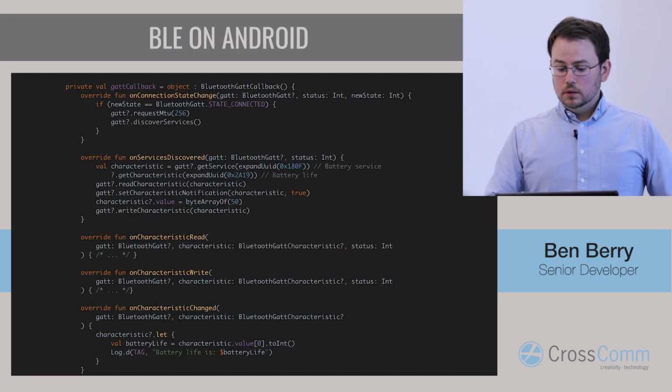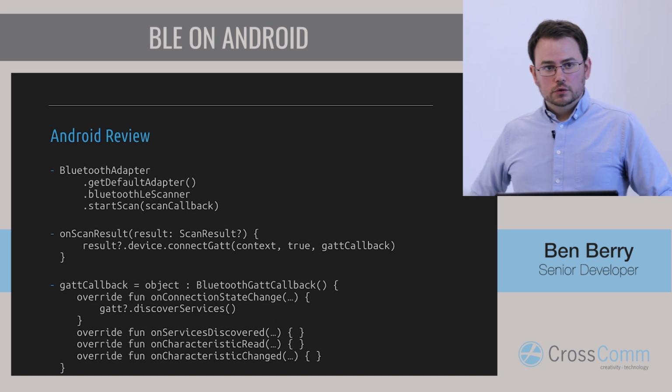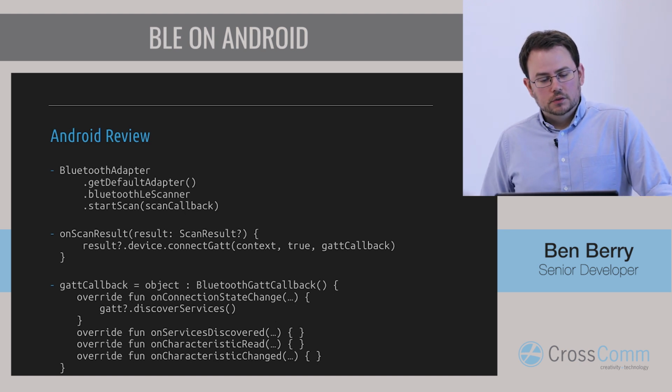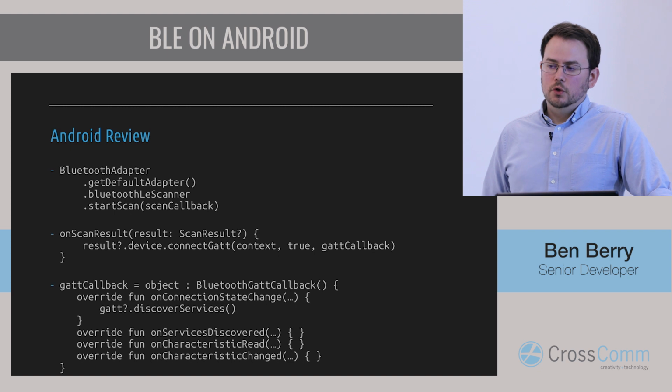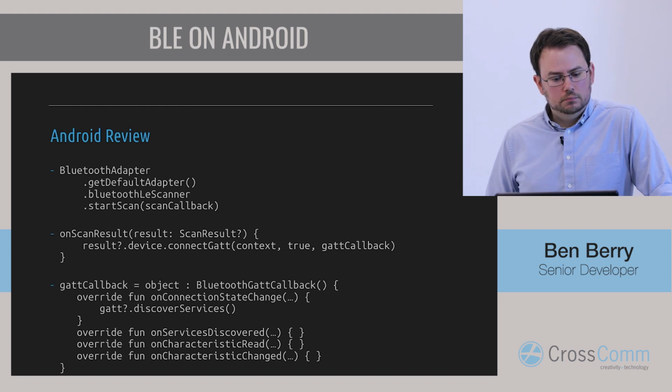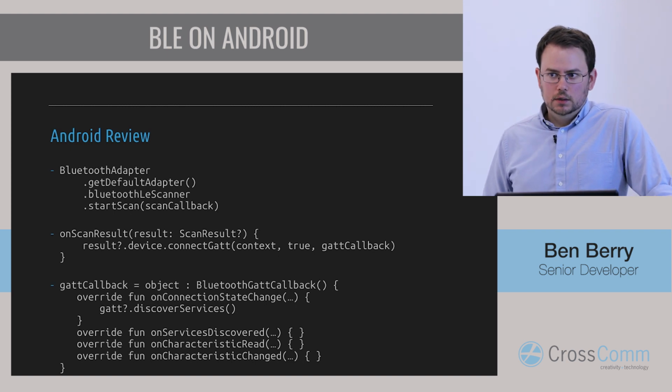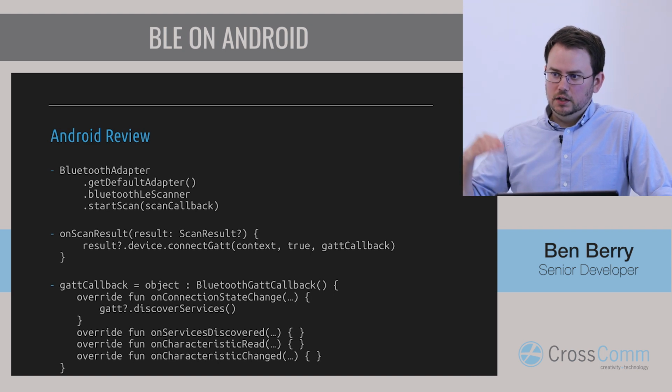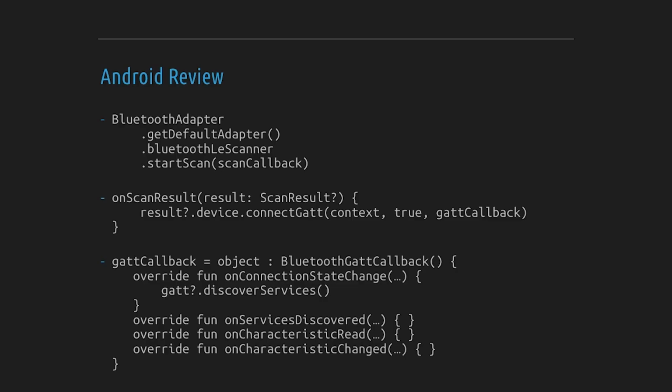So the last slide is just a high-level review, putting all the pieces together. Step one, get your default Bluetooth adapter, and get the Bluetooth LE scanner property off of it. You start your scan, and you give it your scan callback. The scan callback is the thing that actually receives the devices that are found. In that on-scan result, the result will have a device. With that device, you call the connect to GATT function. You give it your GATT callback. And then the GATT callback is where you do all your manipulations.